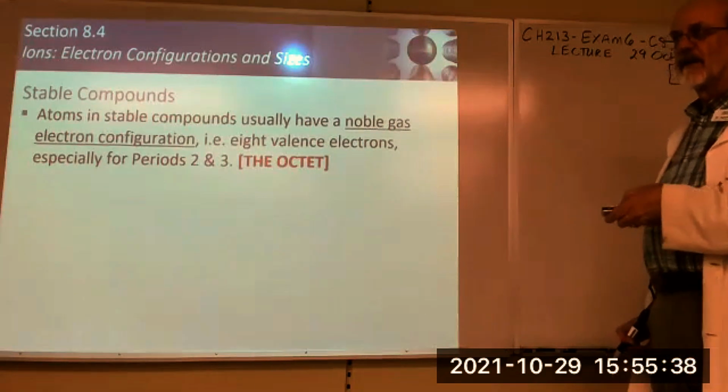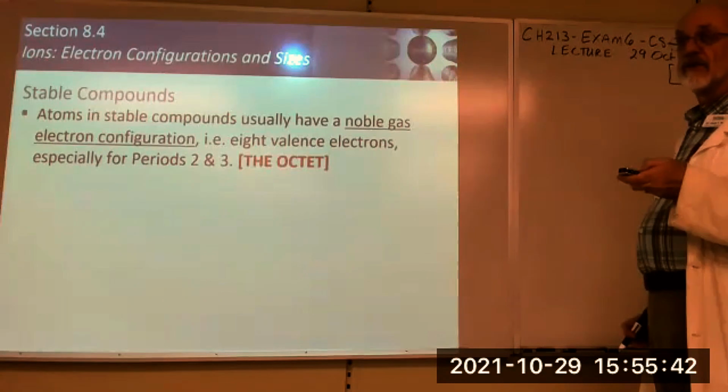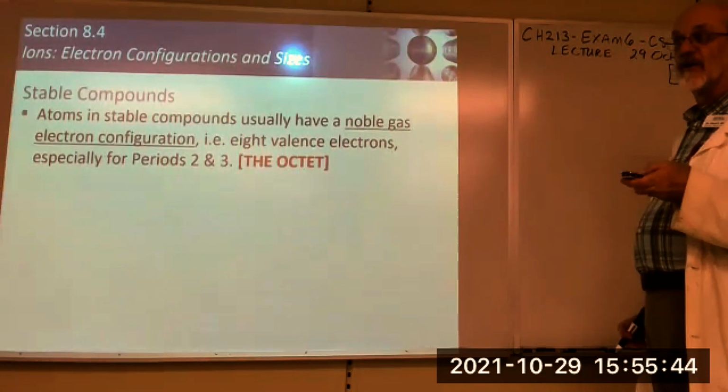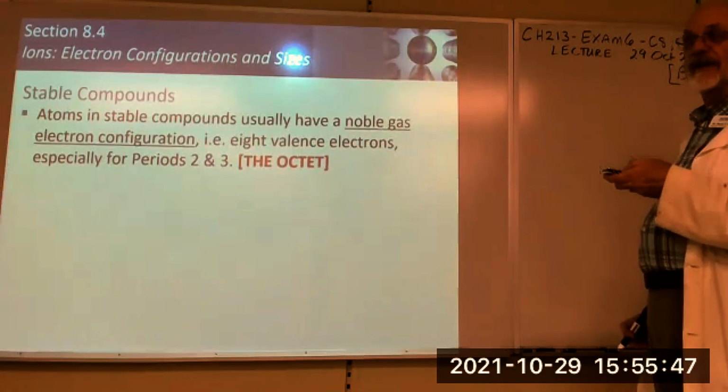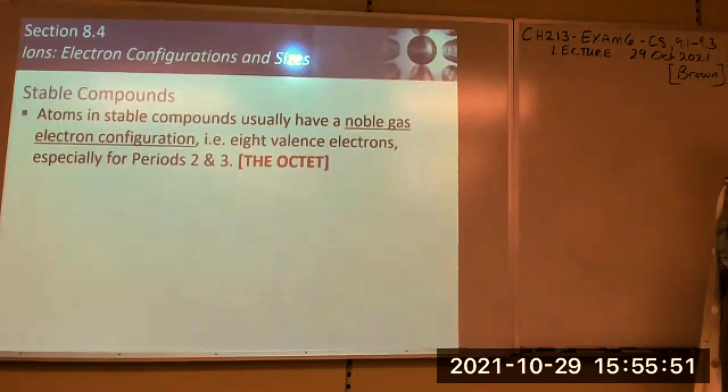But on the other side, it's easier for lithium just to lose an electron and look like helium, or beryllium to lose 2 electrons and look like helium. That's why the metals tend to be positive ions, and non-metals negative ions. So is OG a noble gas too? Where are we? OG.